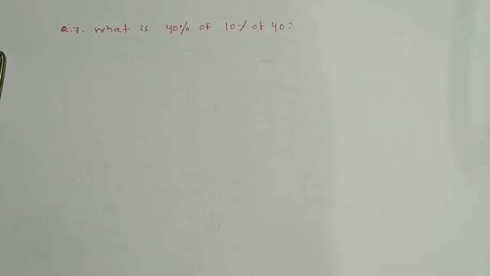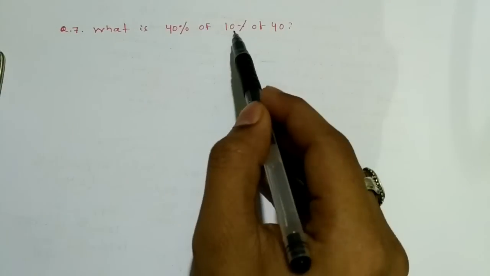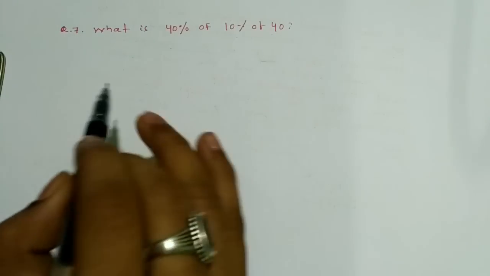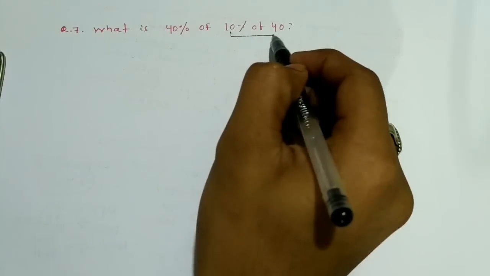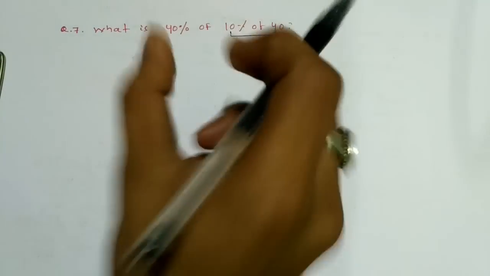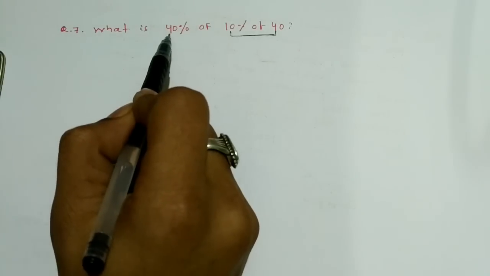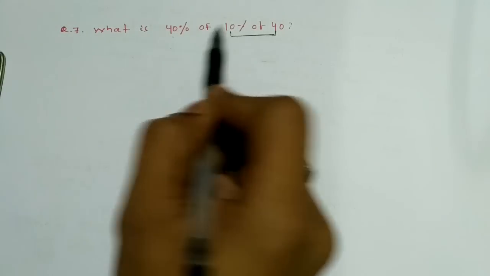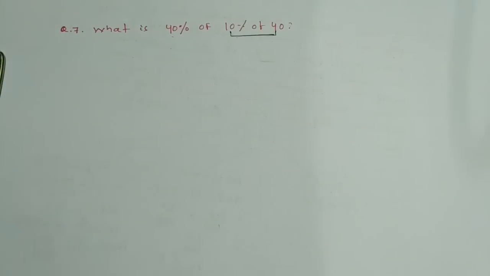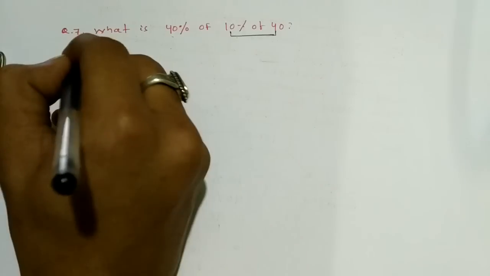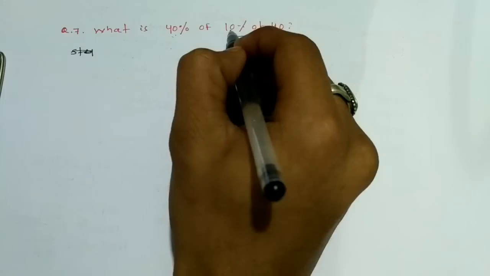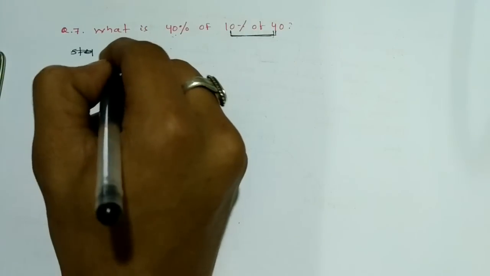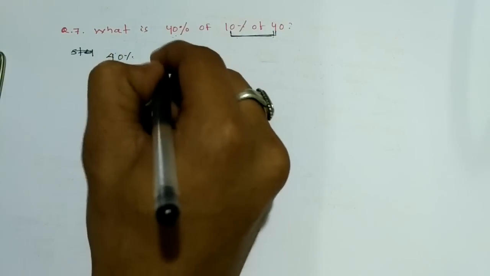So friends, here is example number 7. What is 40% of 10 percentage of 40? In this type of question, first we have to calculate the 10 percentage of 40 and get that result. Then we have to find out the 40% of that result. We have to find out the 10 percentage of 40.